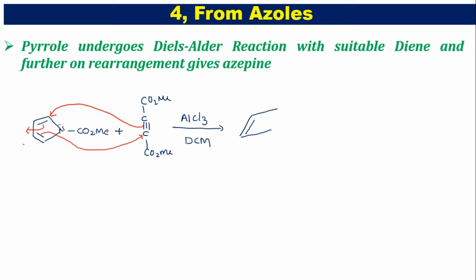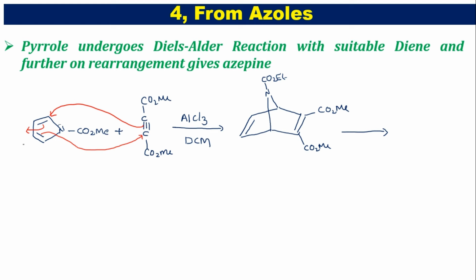In this we have a nitrogen, so I'm going to write that nitrogen at this place, and this nitrogen has a substituent CO2Me. Here we have a triple bonded compound. One pi bond has attacked here and one pi bond of pyrrole has attacked here. We got this one, and at this position we have CO2Me, and here also we have CO2Me. This is the cyclic adduct formed in the Diels-Alder reaction.